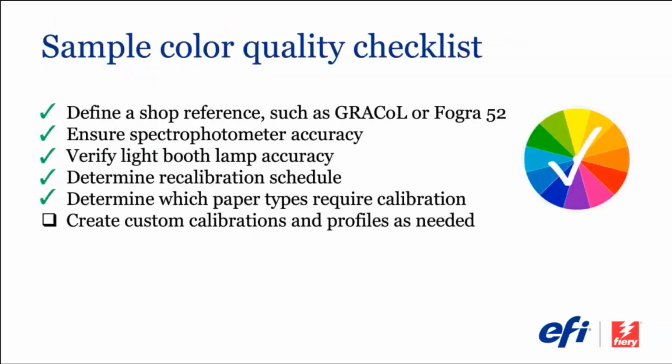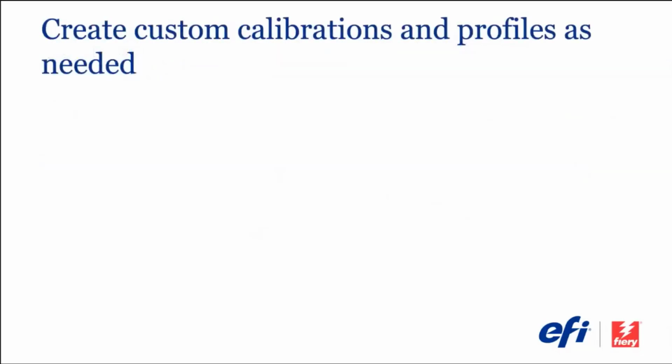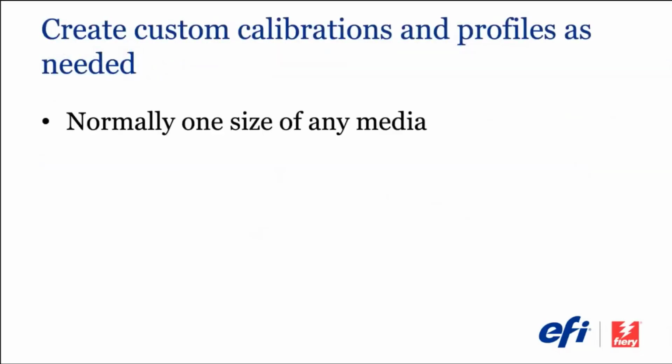Next, you can determine which custom calibrations and profiles are needed. This goes beyond just simply recalibration. Normally, you can just pick one size of any media. You don't need the 8.5 by 11 and the 11 by 17, or the A3 and the A4. You just pick one size. Normally, the largest size your printer can hold, because it allows you to print the largest target, which has the most patches, which will give you the most accuracy.